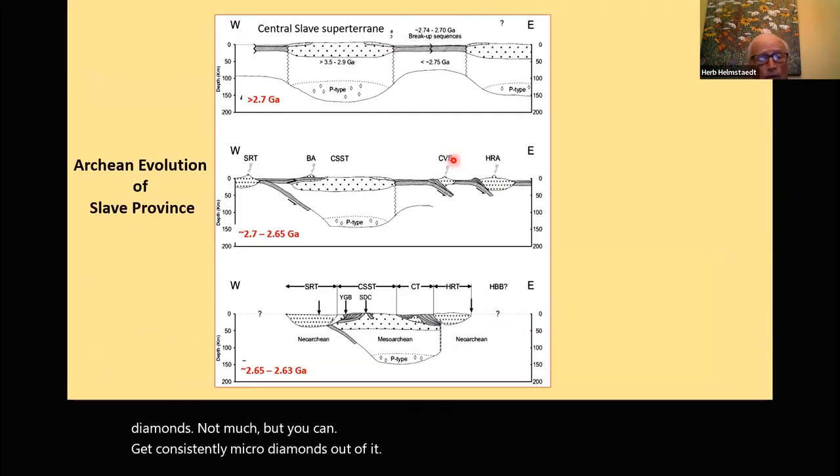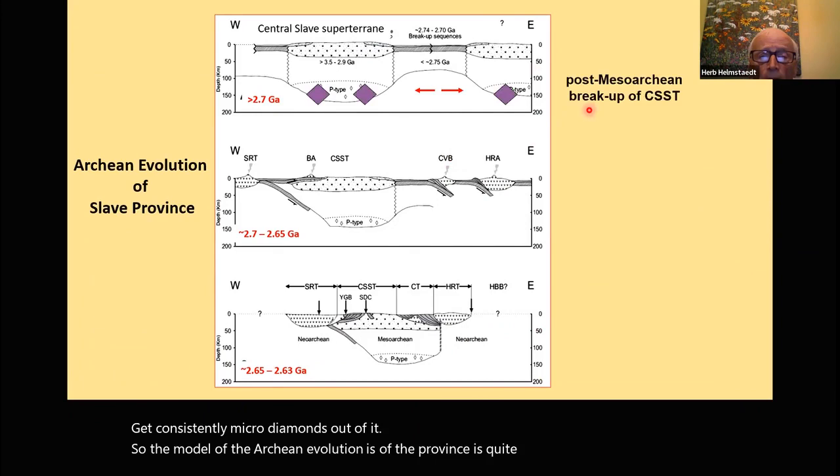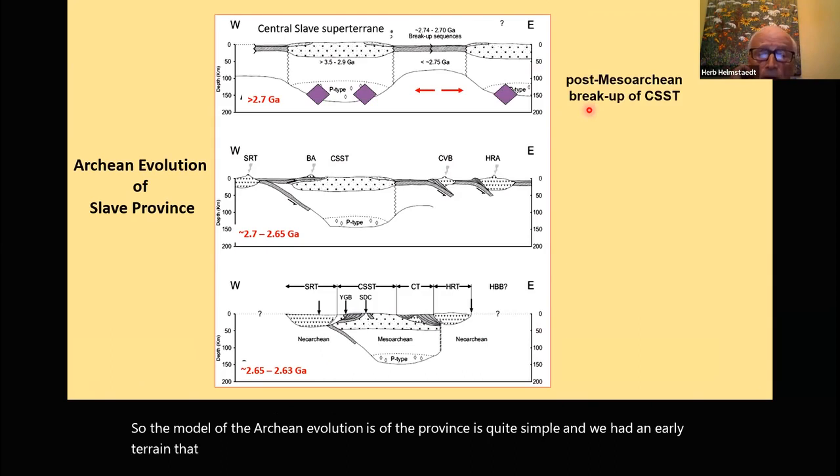So the model of the Archean evolution of the province is quite simple. We had an early terrain that was Paleo- to Mesoarchean that rifted apart.